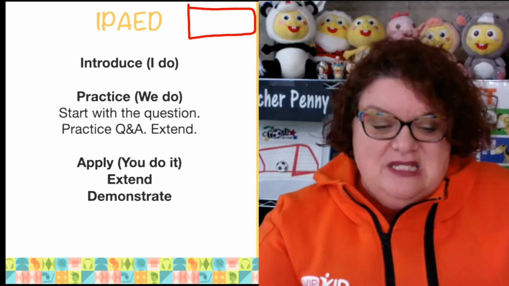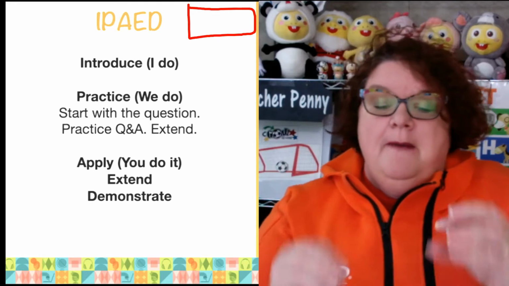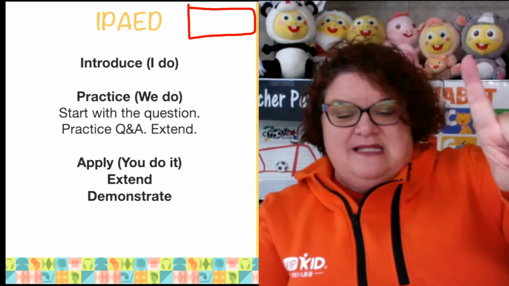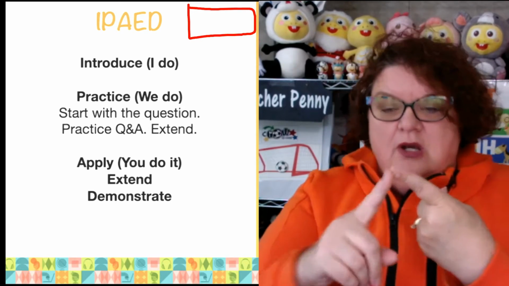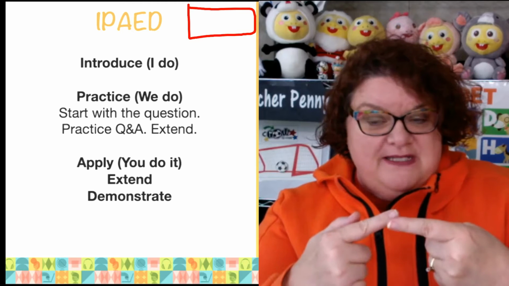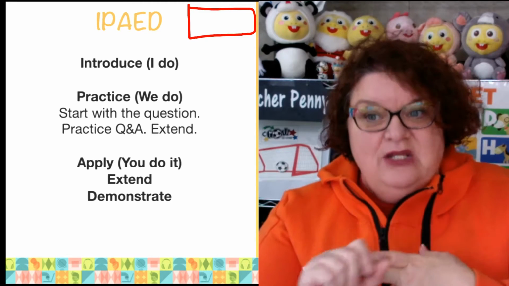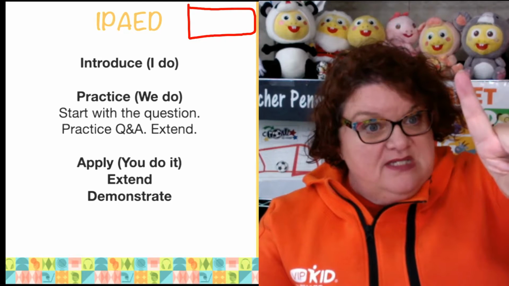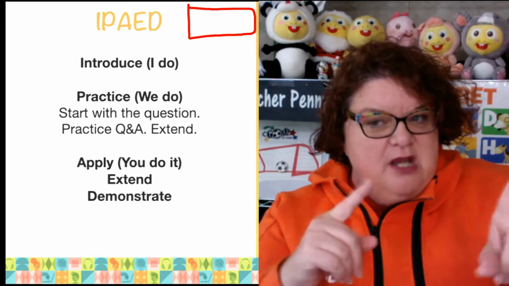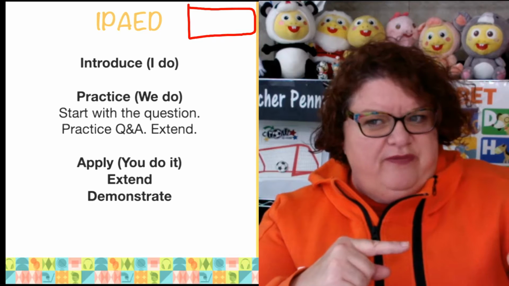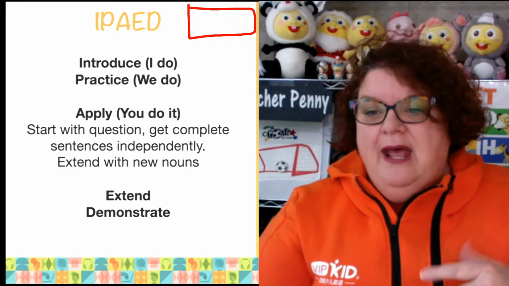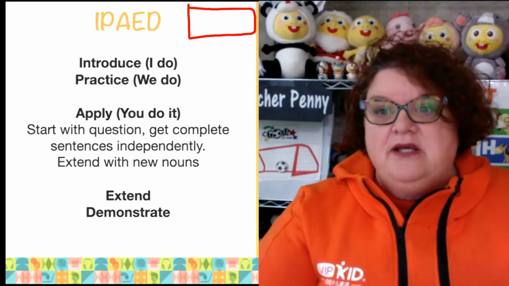So that is the easiest way to get that extension in there, but make sure that you're using a new noun with that, okay? So that's the P slide. Start with a question, practice that question and answer a couple of times, and then extend with one new word, just one. Remember that soccer ball and basketball are not new stuff. They already know that. You can do that, but it doesn't officially count as extension.